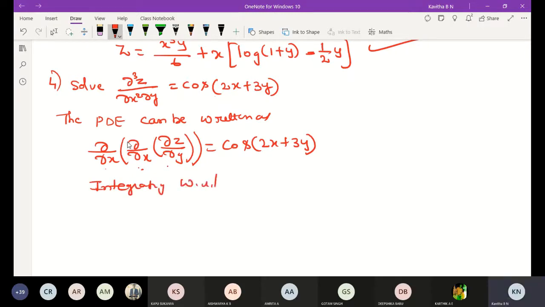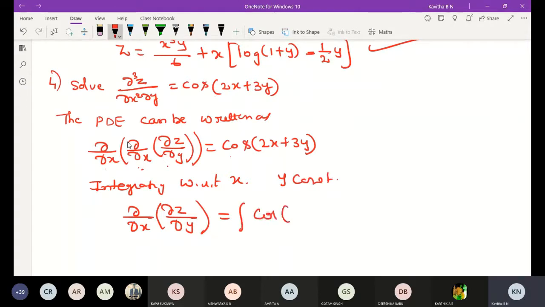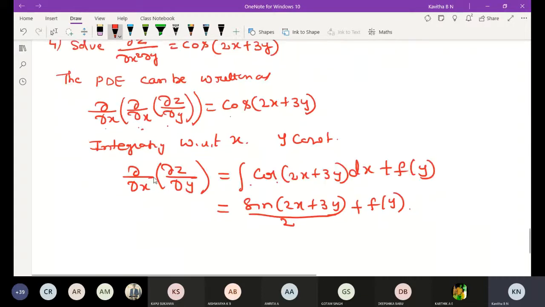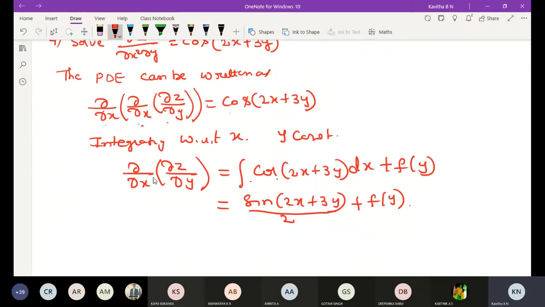Integrating with respect to x, first time integration: del by del x into del z by del y is equal to, here y is a constant, integration of cos of 2x plus 3y into dx plus f of y. Integration of cos is sine of 2x plus 3y by 2, plus f of y.